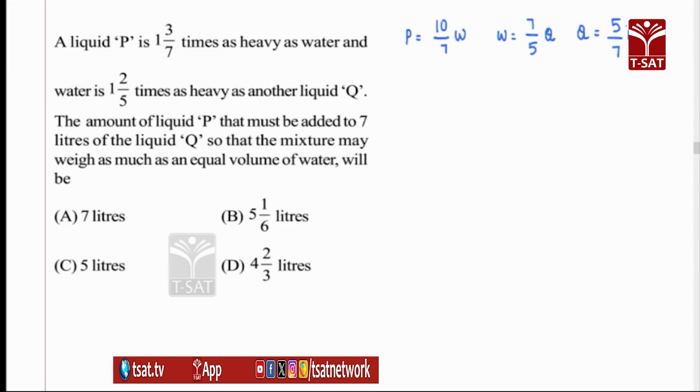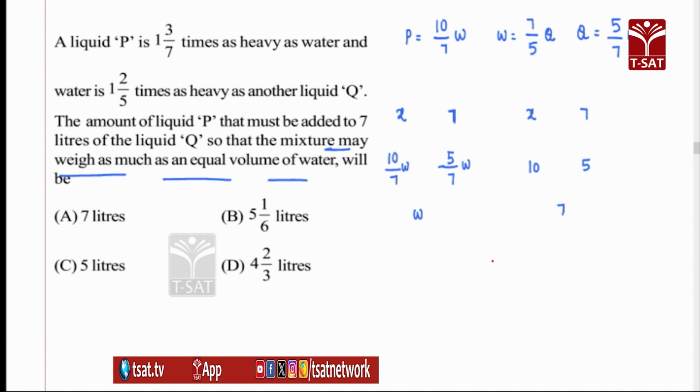The amount of liquid P must be added to 7 liters of liquid Q. How many liters of P must be added to 7 liters of Q? Now what is A1? It is 10/7 of W. It must be added to liquid Q so that the mixture may weigh as much as an equal volume of water. So this is 5/7 of water. It should be equal volume of water, means W. Now multiply everything by 7 by W. W gets cancelled. You just multiply it with 7. So what are you going to get? X and 7. This is 10. This is 5. It's going to be 7.